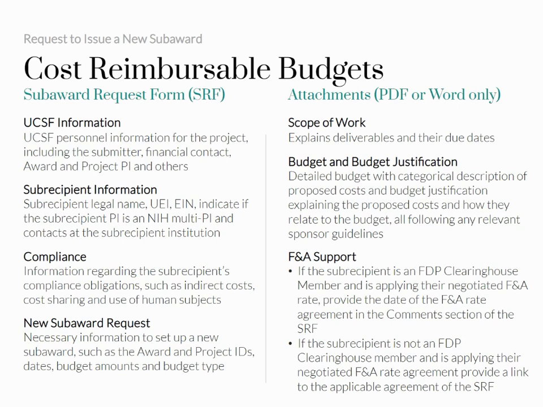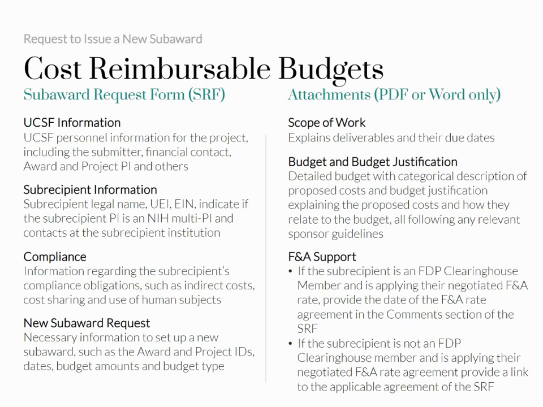After the award has been issued and the PI is ready to issue a subaward, and we have our award ID and project ID, we can begin completing that request. First, complete the subaward request form. You always must complete the UCSF information section. This provides personnel information for the project, including the submitter, the financial contact, and the award and project PI, as well as others who should be contacted regarding the subaward.